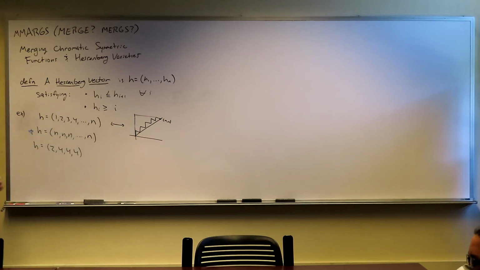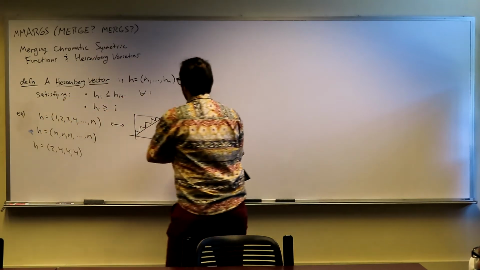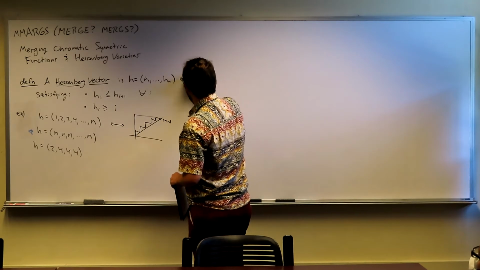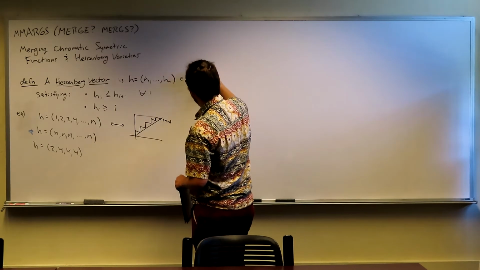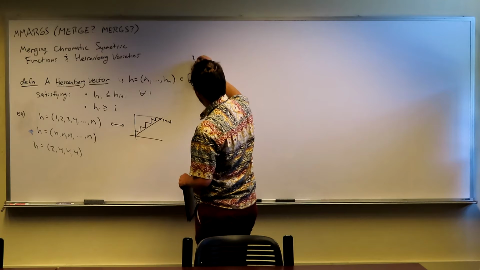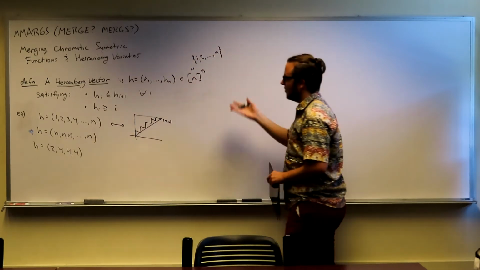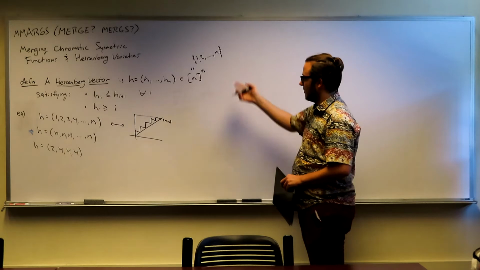Do they have to be integers? Yes, they do have to be integers. Thank you. So let's say that this lives inside of Z to the n. Well, the entries are all going to be from 1 through n. So we'll just call it [n] to the n.